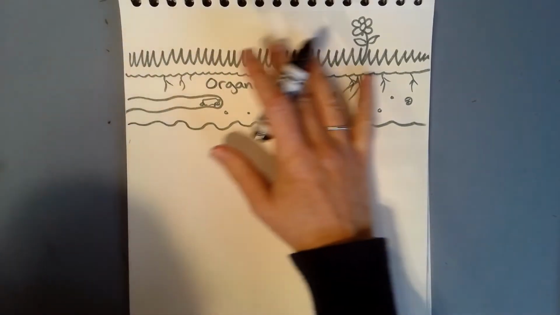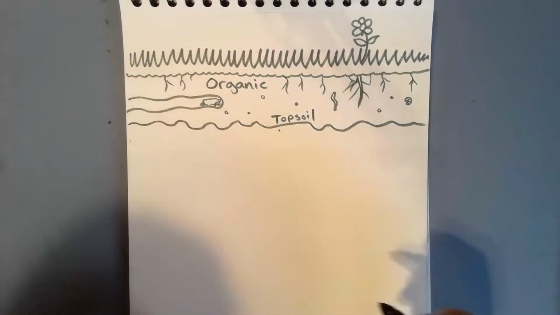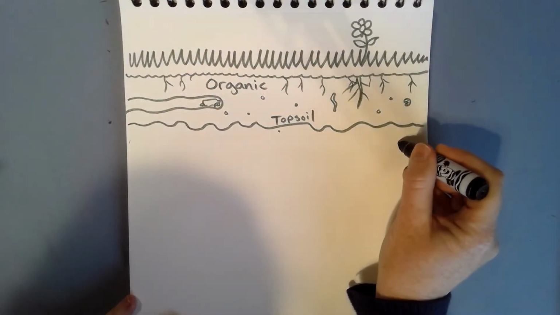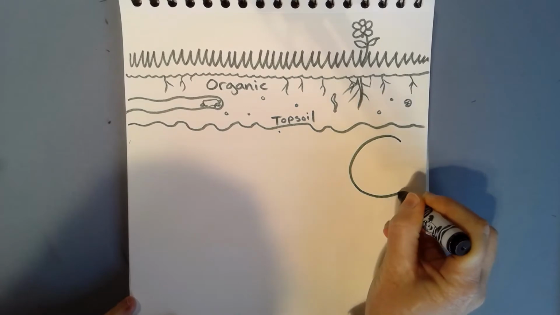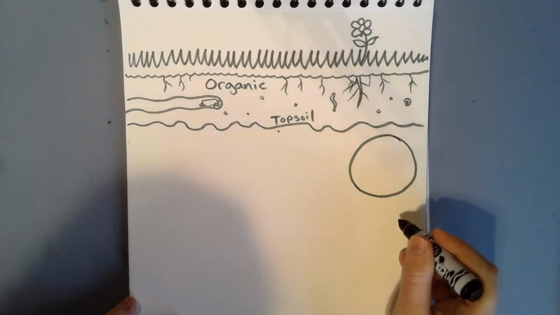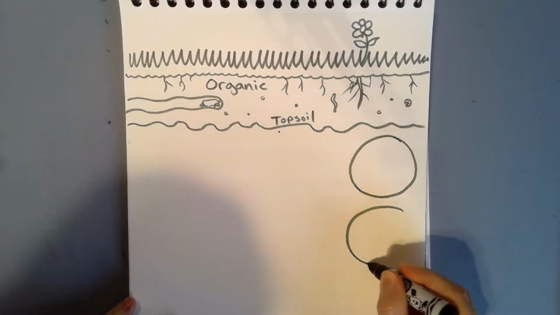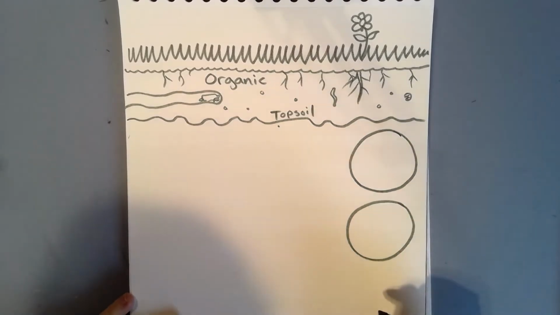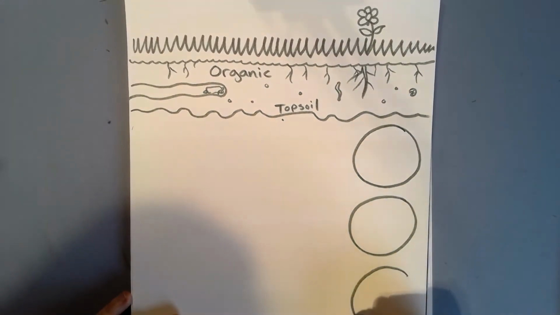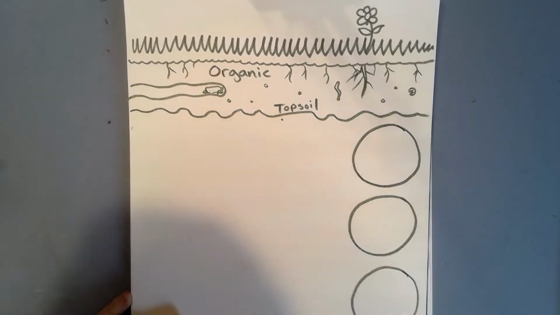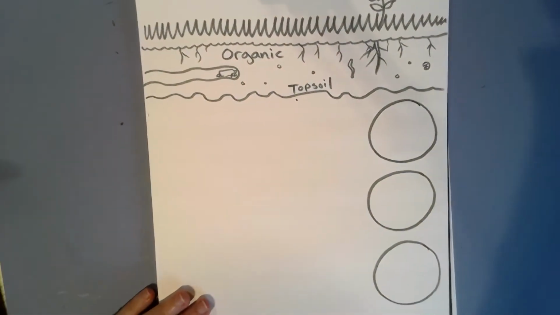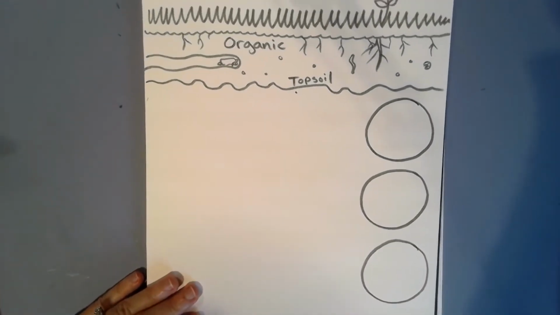All right, a lot of bacteria up here too. Lots of bacteria. And talking about that, on the side of your paper, I want you to draw 3 circles. All right, don't need to be terribly huge, okay? Just 3 circles like that.